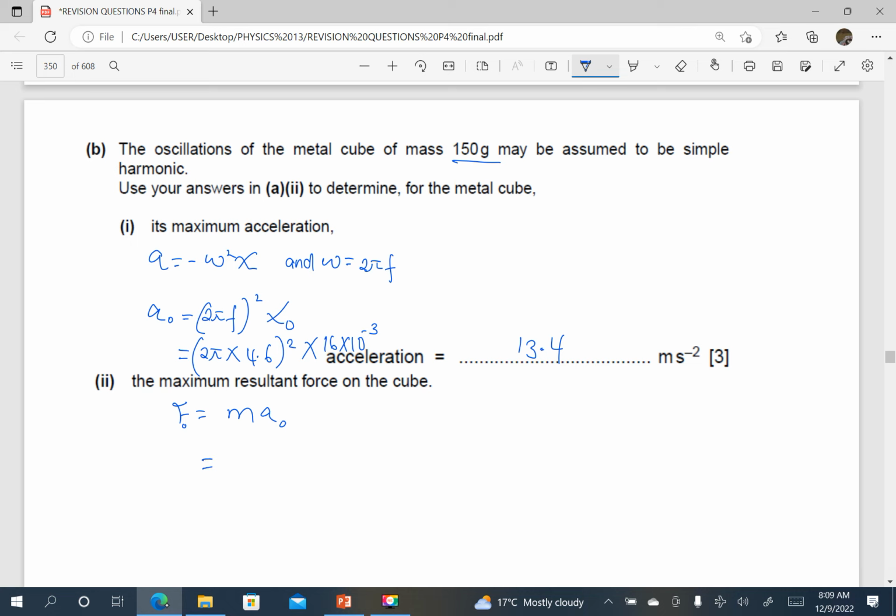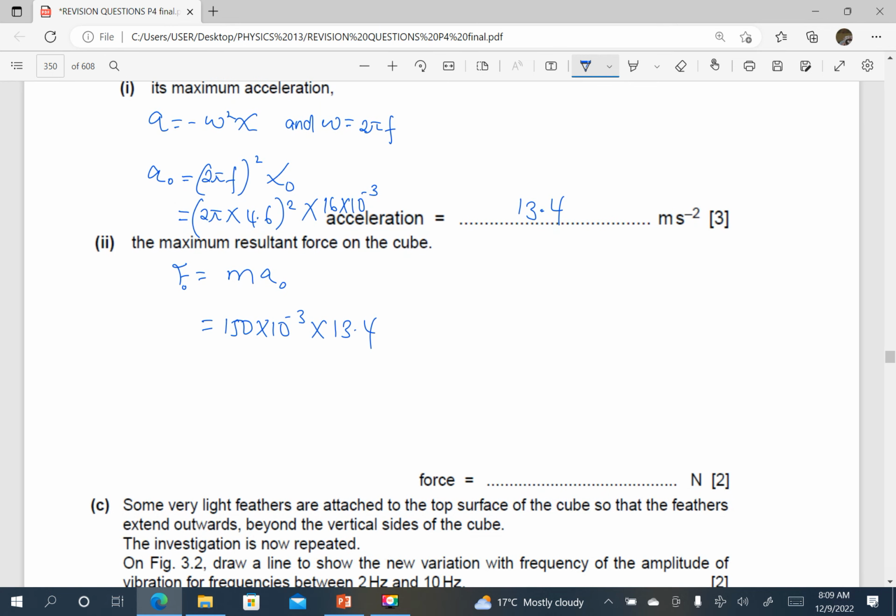So the maximum resultant force is going to be equal, the mass was given as 150, so that is 150 times 10 to the power negative 3 to change it to kilograms, times the maximum acceleration, which is 13.4. And I will check my calculator. So from my calculator, this is, to two significant figures, 2.0 newtons.